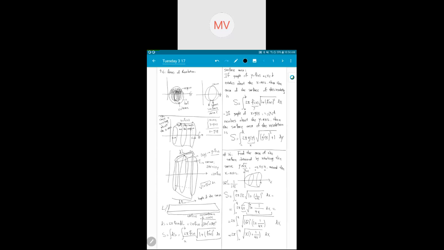Yes, it's correct. It's going to be the same, but 2 pi f of x. Except, since it's parameterization, you're either going to have 2 pi x, but x is a function of t, so you're going to have 2 pi x of t, or you're going to have 2 pi y of t. But under the square root is the square root of dx over dt squared plus dy over dt squared, and then dt. Your integration is with respect to t.